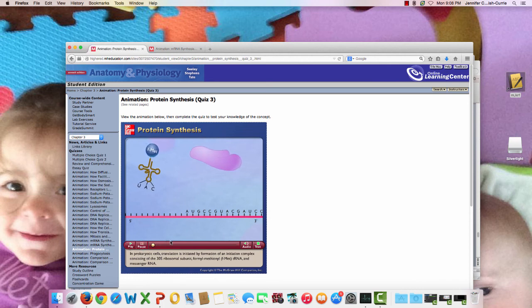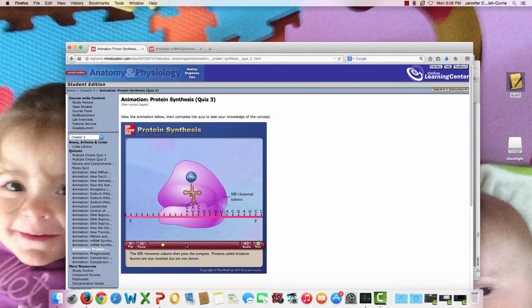In prokaryotic cells, translation is initiated by formation of an initiation complex consisting of the 30S ribosomal subunit, formylmethionine tRNA, and messenger RNA. The 50S ribosomal subunit then joins the complex. Proteins called initiation factors are also involved, but are not shown. The 70S ribosome has 2 sites to which transfer RNA-carrying amino acids can bind. One is called the peptidyl, or P site, and the other is called the acceptor, or A site. There is also a third site called the exit, or E site, where transfer RNAs are released.